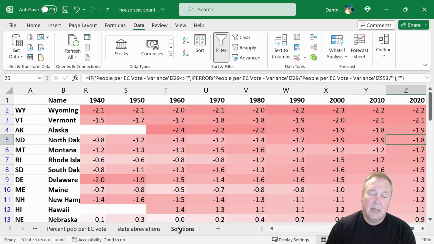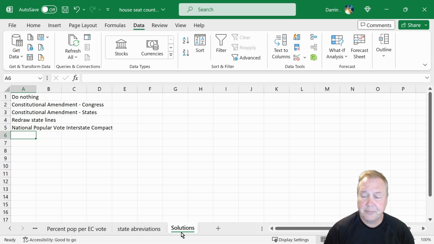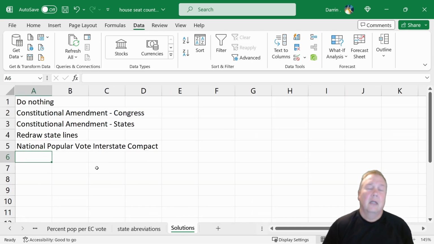So let's look at possible solutions to the problem. And the first solution is to do absolutely nothing. The small states, very happy with what's going on here with the Electoral College. Some of the mid-size and larger states that tend to align more with some of the smaller, more rural states, they're okay with it too. Places like Texas are okay with it. So that's an option. That's always an option, is to do absolutely nothing about it.